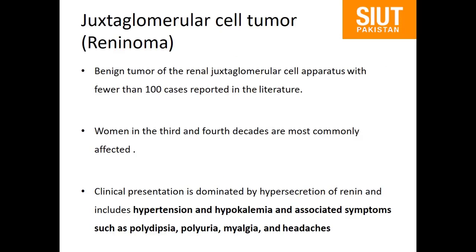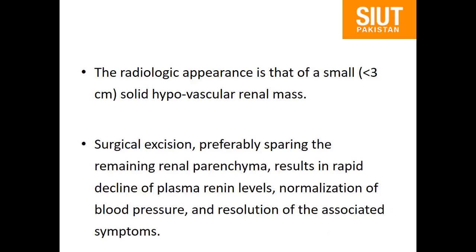This is again a rare one, juxtaglomerular cell tumor or adenoma. Only a few hundred cases are reported in the literature, but the importance here is the clinical presentation. Most patients present due to the symptoms of hypersecretion of renin, which includes hypertension and hypokalemia, and associated symptoms such as polydipsia, polyuria, myalgia, and headaches. The radiographic appearance is that of a small, less than 3 cm solid hypovascular renal mass. Surgical excision, preferably sparing the remaining renal parenchyma, results in rapid decline of the plasma renin levels, normalization of the blood pressure, and resolution of the associated symptoms. So it is treatable.